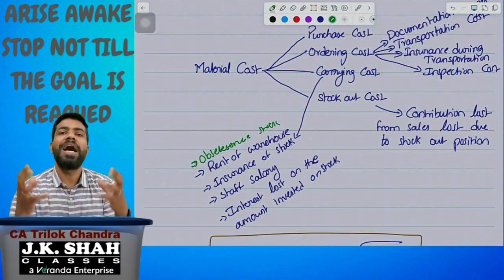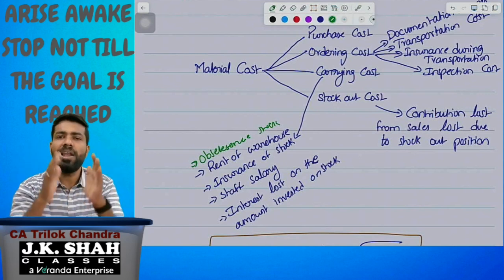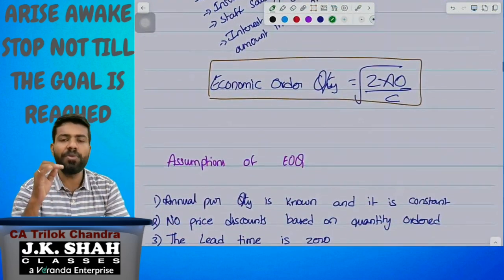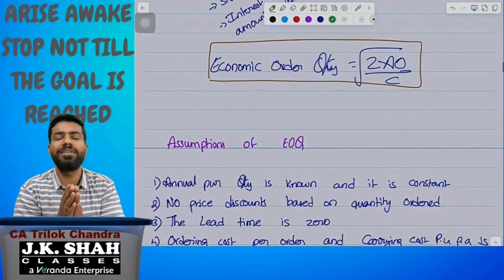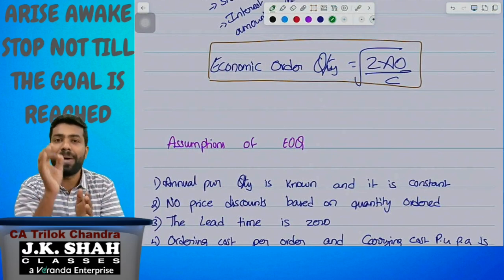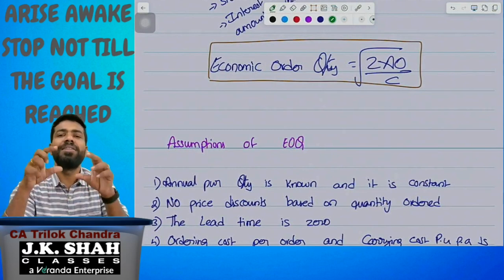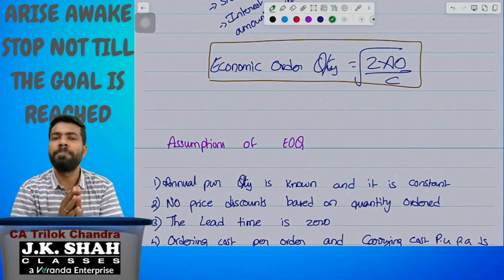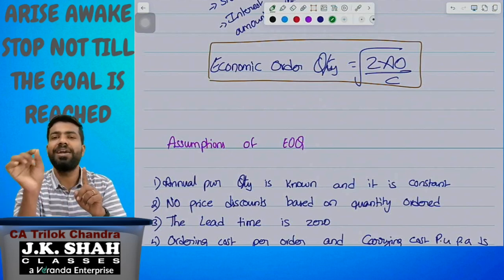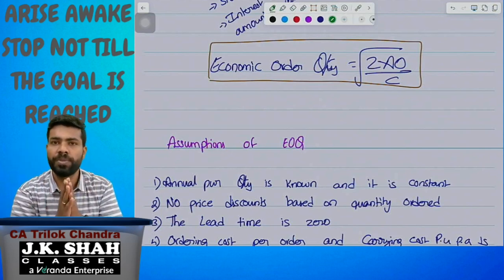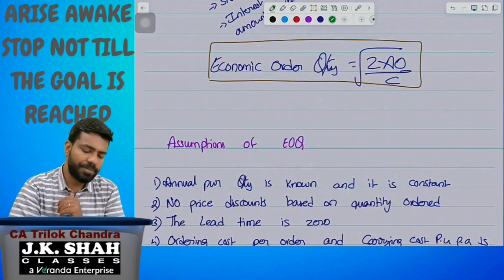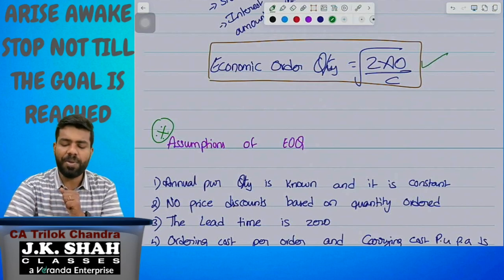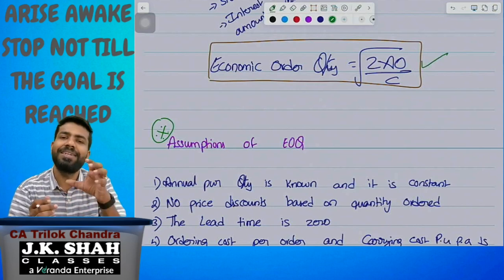Now we need to discuss how to calculate the EOQ. We all know the formula: root of 2AO divided by C is the formula to calculate the EOQ. But while arriving at this formula, there are certain assumptions. An objective question might be possible. In one examination, they clearly ask you to write the assumptions of the EOQ. Very important. We need to understand the logic behind these assumptions. While deriving this formula, root of 2AO divided by C, they took certain assumptions.